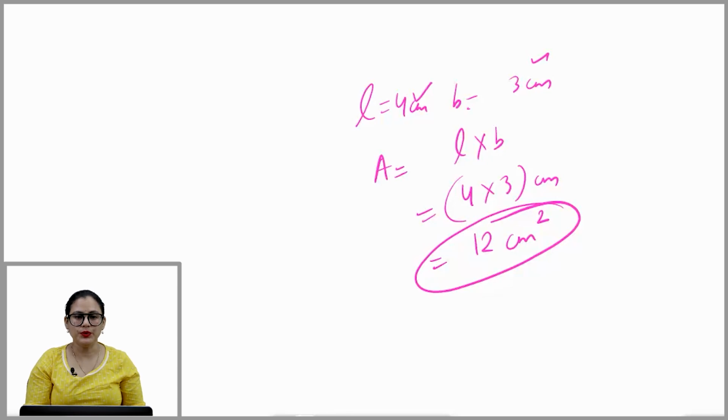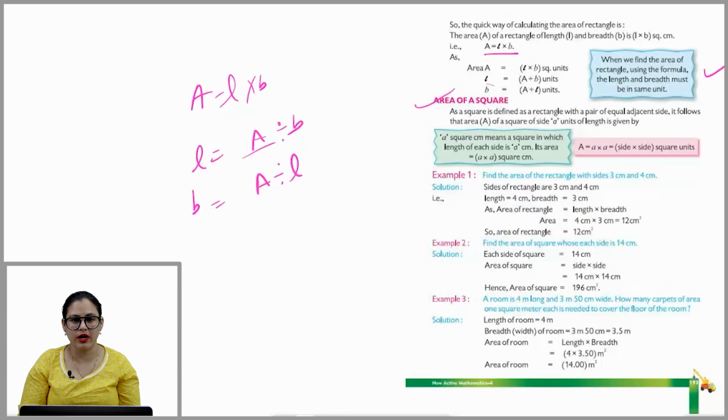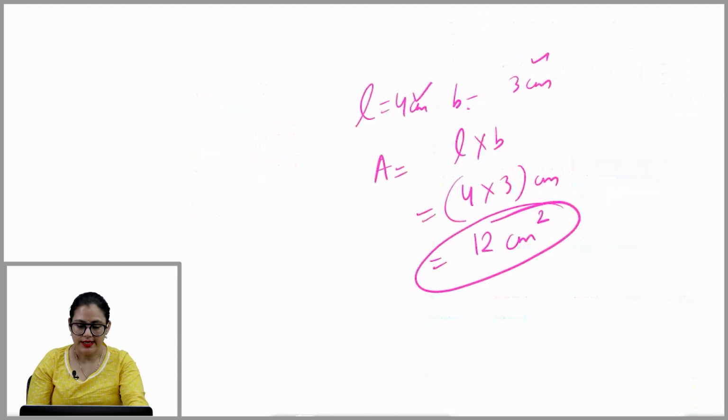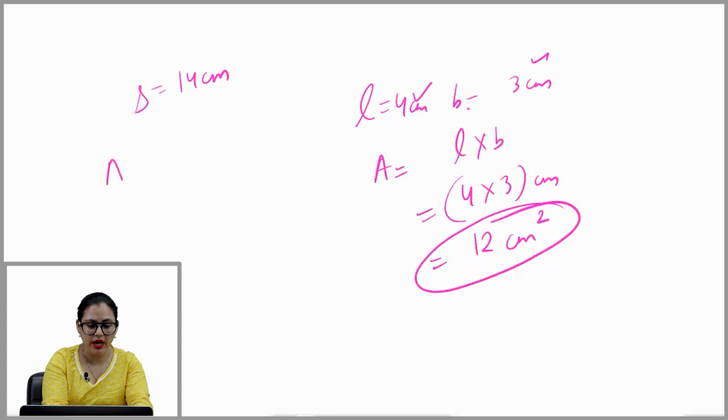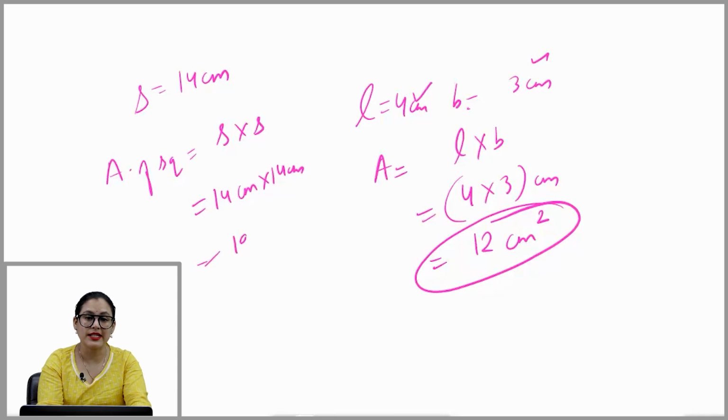Now, example 2. Find the area of a square whose each side is 14 centimeter. Okay, side is given as 14 centimeter. We know the area of a square is what? Side into side. So 14 centimeter into 14 centimeter is 196 centimeter square. Okay.